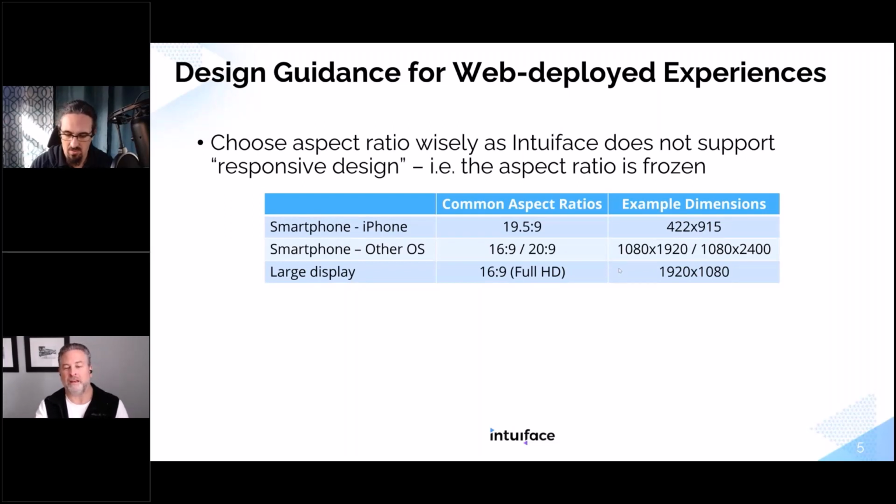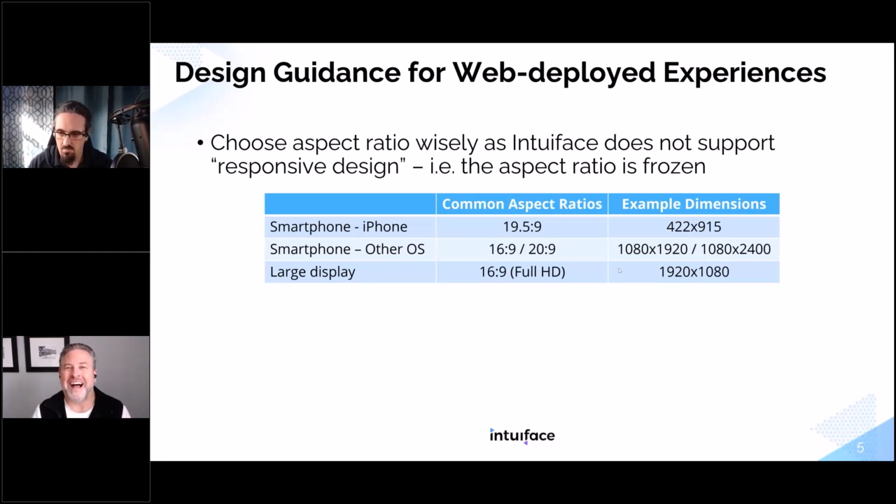That's typical, but mobile phones typically are not 16 by 9. In fact, 19.5 by 9 is the most common aspect ratio for iPhones. There's a reason for it, I'm sure. I don't know what it is. An example dimension is 422 pixels wide by 915 pixels tall. That's the typical aspect ratio for an iPhone. For other operating systems, it could be 16:9 or 18:9, and you can see some of the dimensions there.